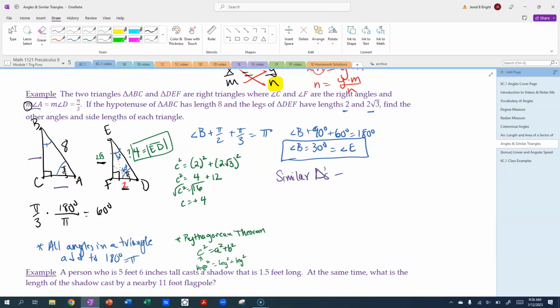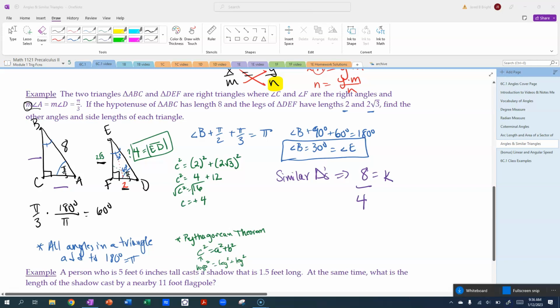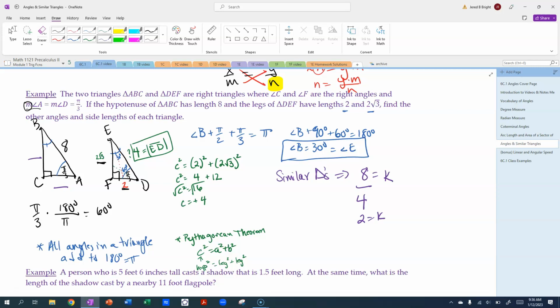Okay, so this means I can say the hypotenuse of ABC over the hypotenuse of DEF is equal to our constant between them, K. So if I do the arithmetic here, it's just 2 is equal to K. In other words, to go from any side of triangle DEF to any side in ABC, I have to multiply by 2, right? 8 is twice 4, okay?